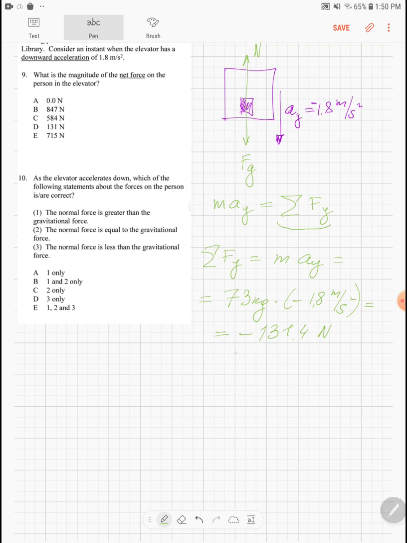Why is it D? Why is there no negative sign? Because we need to find the magnitude, so we have to discard the sign. Without the sign, the answer will be D.